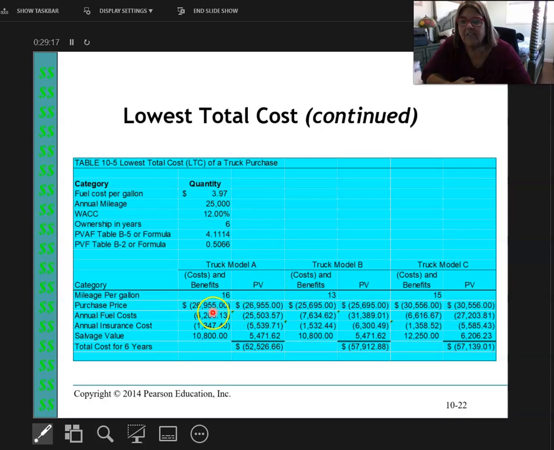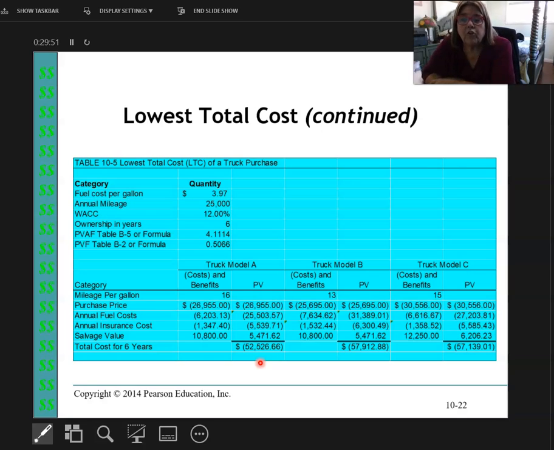So it's going to cost me this. Annually, it's going to cost me this. Annually, it's going to cost me this. And then I will get salvage value. But this is the present value. So the present value of all of this for this particular model is $52,526 and change. So I do this one. This is 13 gallons per mile, and this is 15. And so when I do all of this, I only look down here to choose the one that is the lowest total cost.